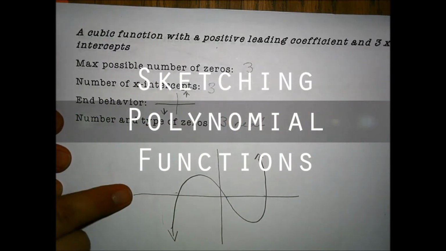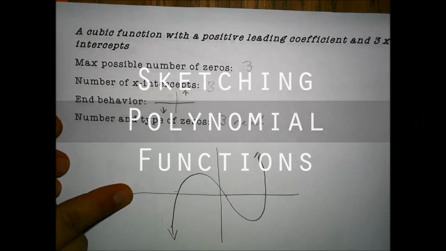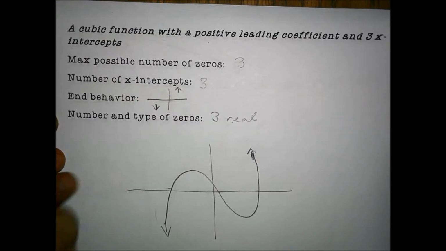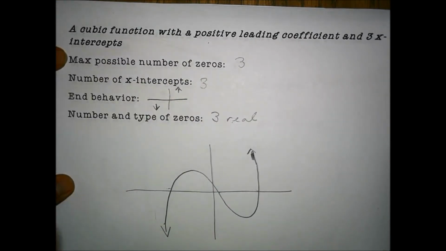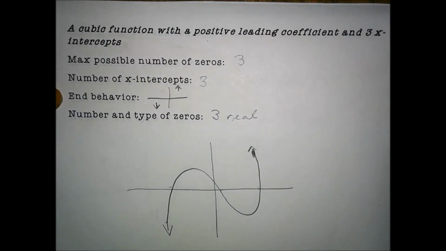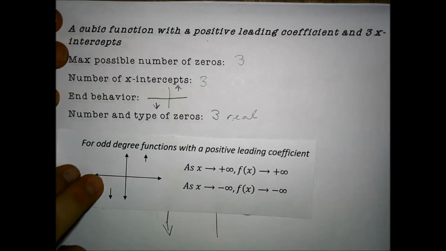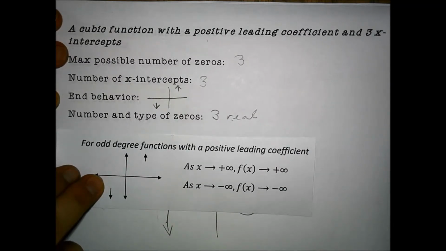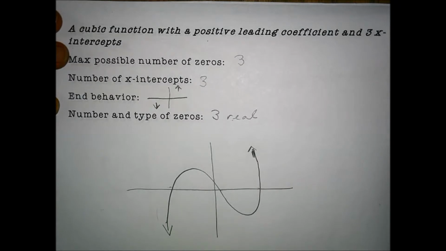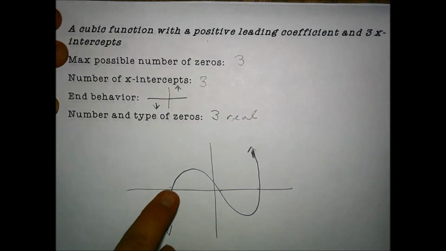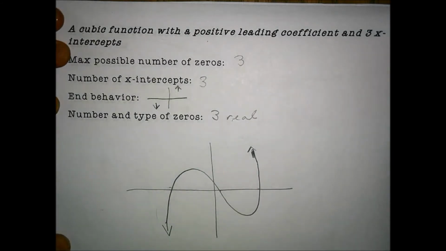Here we have a sketch of a cubic function with a positive leading coefficient and 3 x-intercepts. The max number of zeros, the number of x-intercepts, 3, the same. The end behavior follows the rules for an odd degree function with a positive leading coefficient, and therefore the number of zeros is 3 real zeros, indicated by the 3 x-intercepts.